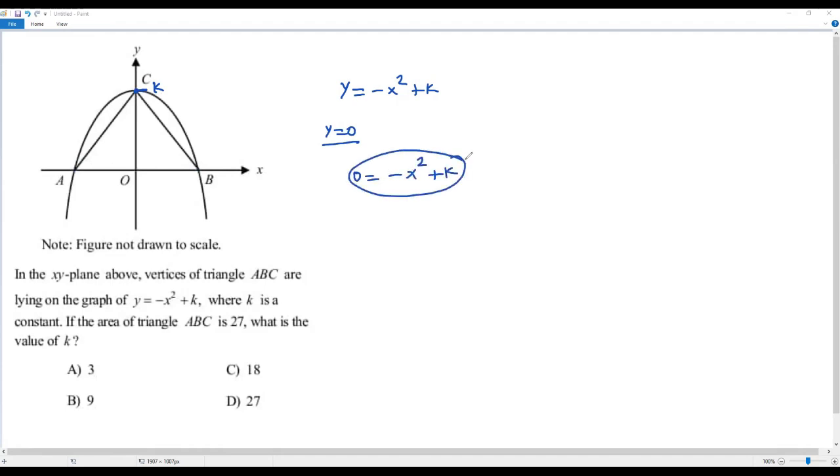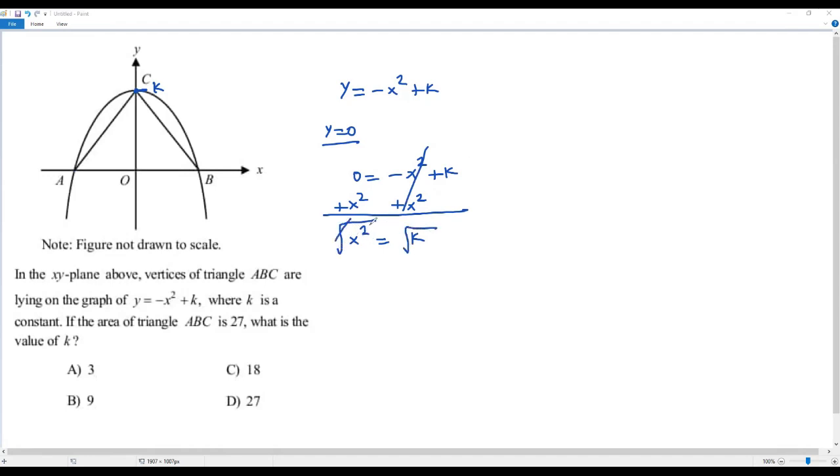Now we have to solve for x in this equation. Let me add x squared to both sides of this equation. Then this negative x squared plus x squared will cancel out. On the left side of the equation, I'm getting x squared. On the right side, we have k. Now, to get rid of the exponent 2 over here, what I have to do is take the square root on both sides of the equation.